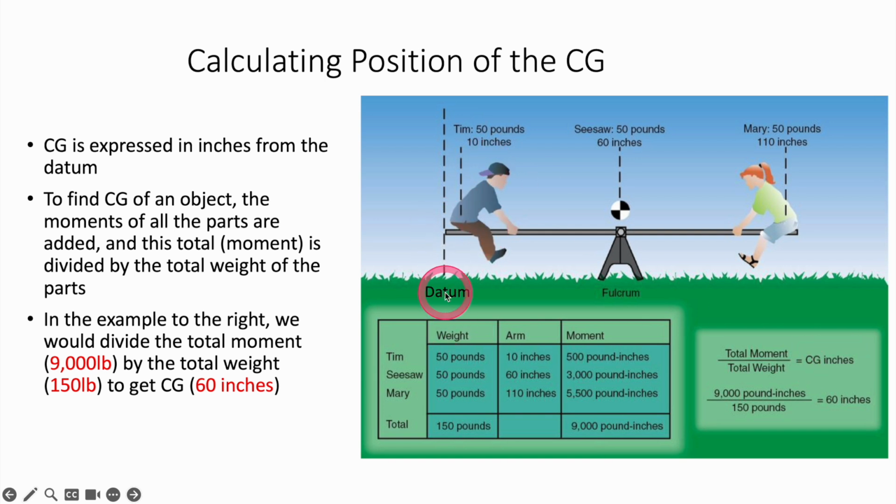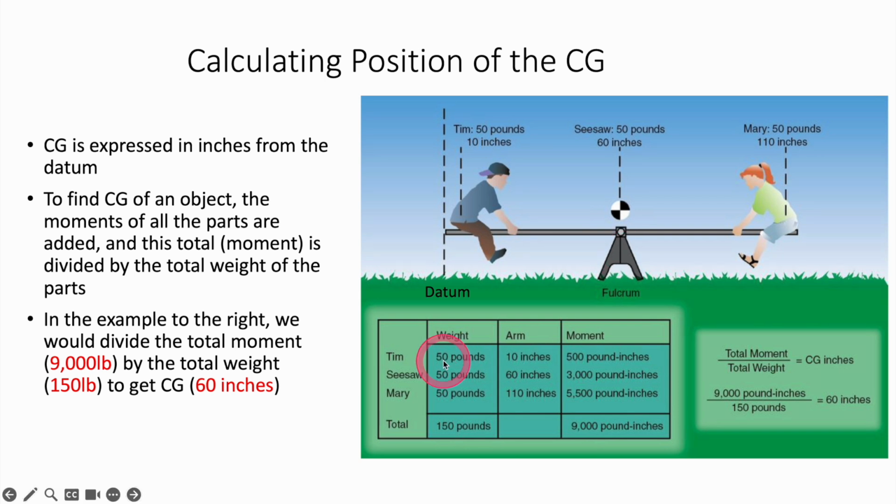Looking at this image, here's the datum, which is to the left of the seesaw. Timmy boy is 10 inches from the datum. The center of gravity, or fulcrum, is 60 inches from that datum, and Mary is 110 inches from the datum. In this example, the center of gravity happens to be aligned with the fulcrum. That's not always the case.